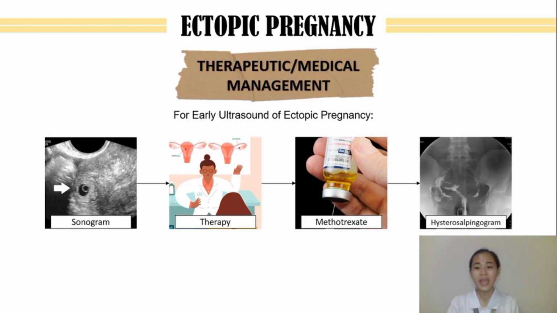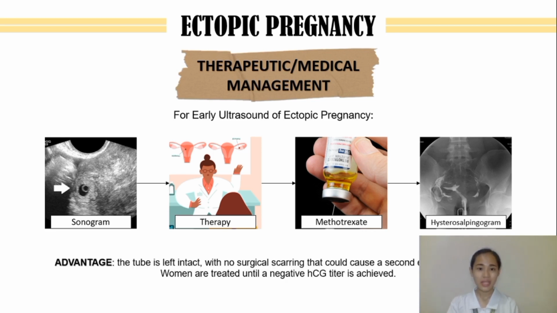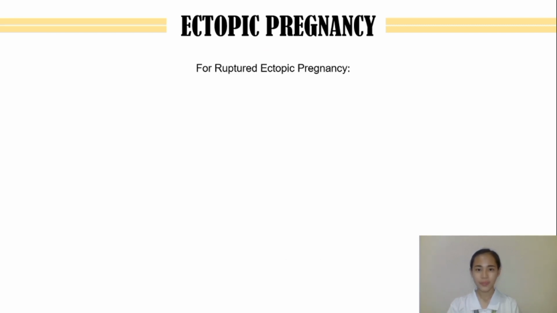After all of this, a hysterosalpingogram is used to see that the pregnancy is over, and also whether the tube is still fully patent. The advantage of this is that the tube is left intact with no surgical scarring that could cause a second ectopic pregnancy. Women are treated until a negative HCG titer is achieved.